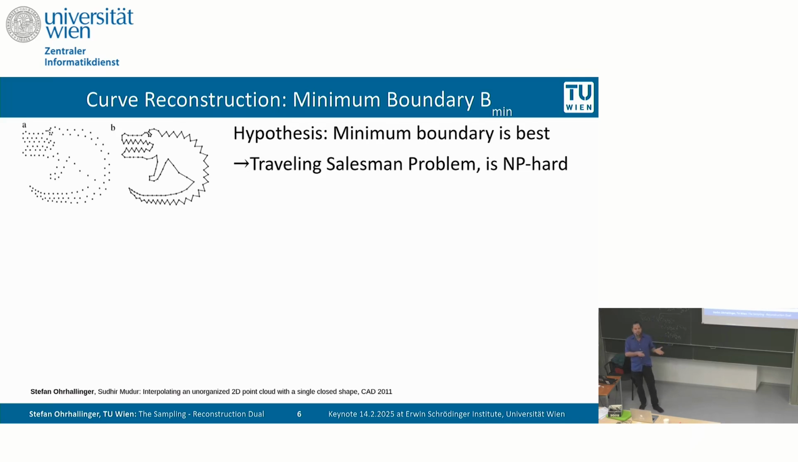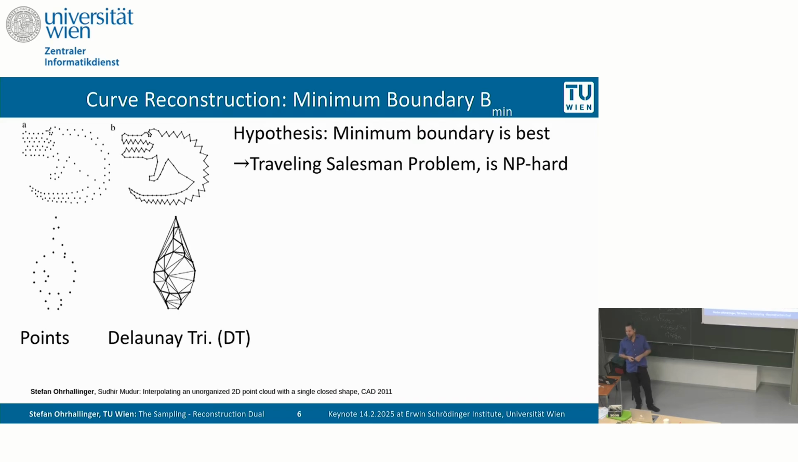But this corresponds to the traveling salesman problem, as some of you may have noticed, and this is NP hard, and not feasible to solve. So what I did here is, starting with points, I construct the Delaunay triangulation. A Delaunay triangulation is a triangulation of the set of points. You can have a lot of different triangulations, but the Delaunay triangulation is unique.